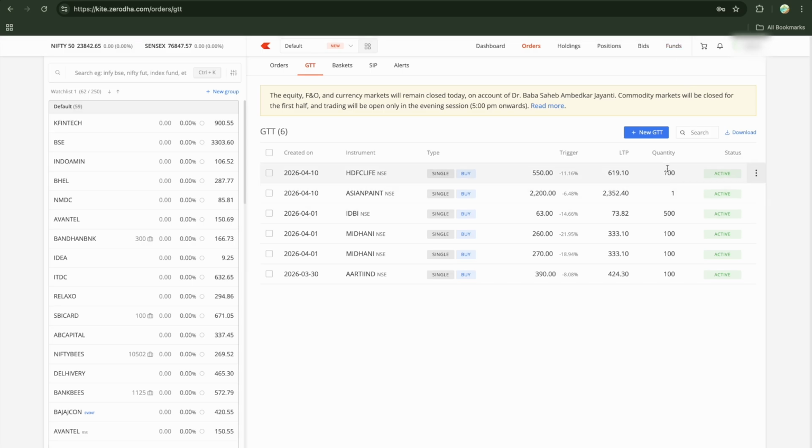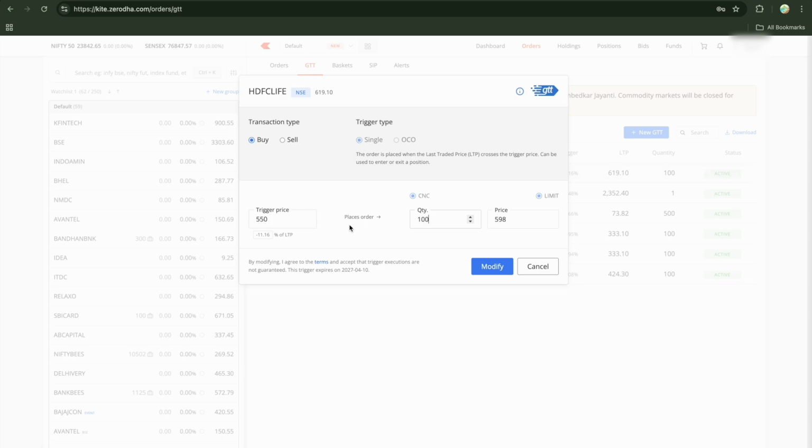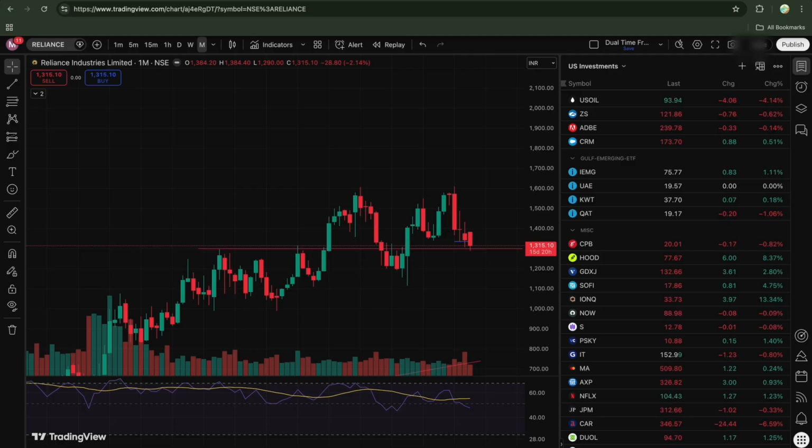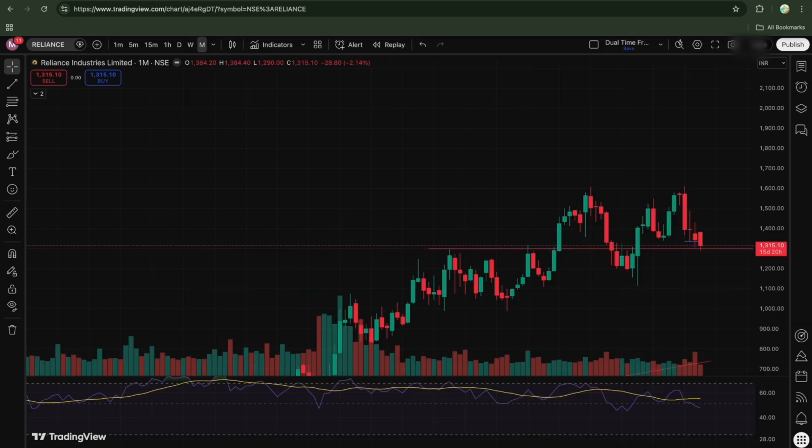Now here I have placed 100 quantities. I should not be doing that. Let me just place one quantity. So I'll just change it to one quantity, because I don't know what will happen at that particular time. So I'll change all these quantities to one quantity. When it reaches that price, at that time I'll check the charts again, and if I feel like I want to buy more, then I will buy more. Otherwise, I'll just exit one quantity, or just maybe hold on to it, whatever be the case. So that is how you can place the GTT orders.